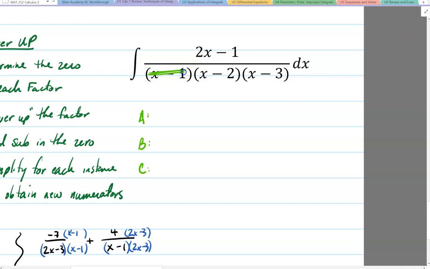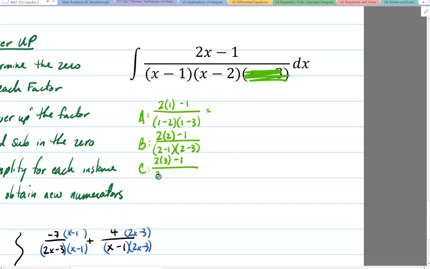Now the value that's going to zero out this factor is going to be 1. So I'd have 2 times 1 minus 1, and I'd write that as a fraction over 1 minus 2 times 1 minus 3, because we're going to sub in each x for the value that made that 0. For my B value, we'll cover up this middle factor, and that 0 was 2, so we've got 2 times 2 minus 1 over 2 minus 1 times 2 minus 3. And then when we cover up this third factor, 3 is the 0 there, so I need 2 times 3 minus 1 over 3 minus 1 times 3 minus 2.